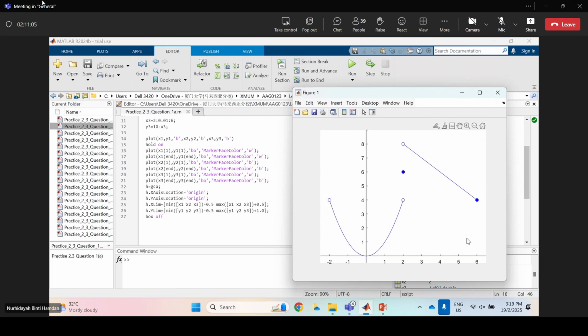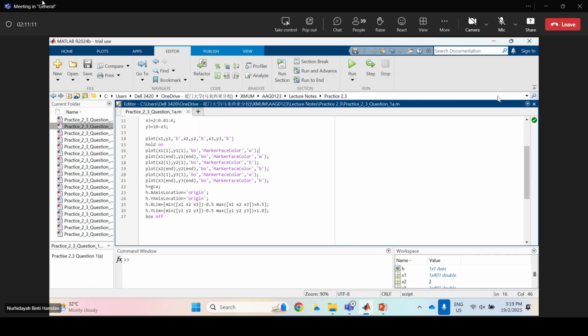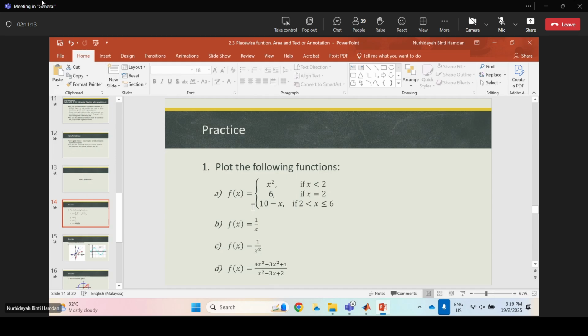Do you get it? I prepare all the coding, right? So no fuss. Next question is f(x) equals 1 over x. This one you can do it, right? Do I need to show you? No, right? You create values using linspace for x from 1 until 100, and after that you do the reciprocal graph like this.